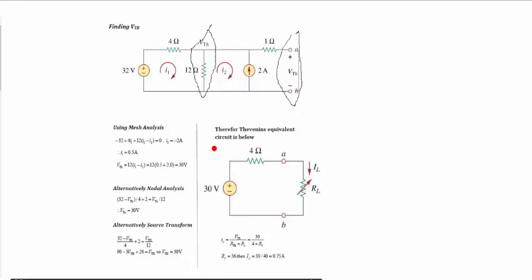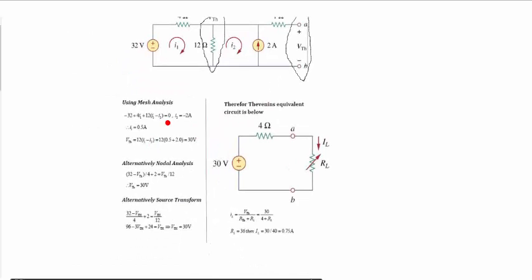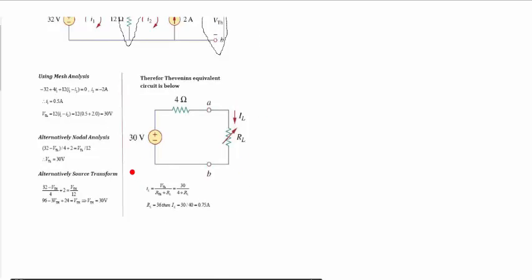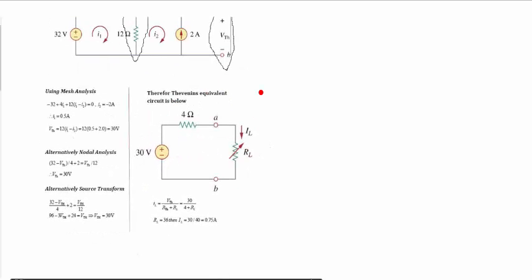So we go around the loop, you have two meshes, and then you rearrange your terms. From the equation that you obtain, you should be able to get VTH as 30 volts. So this whole circuit is equivalent to only this part, using the terminals.